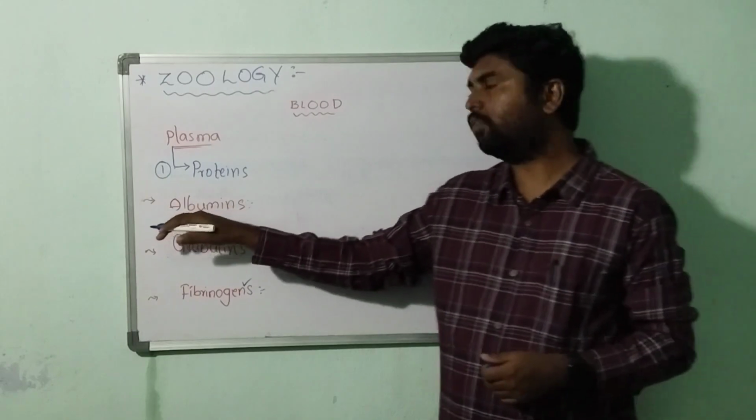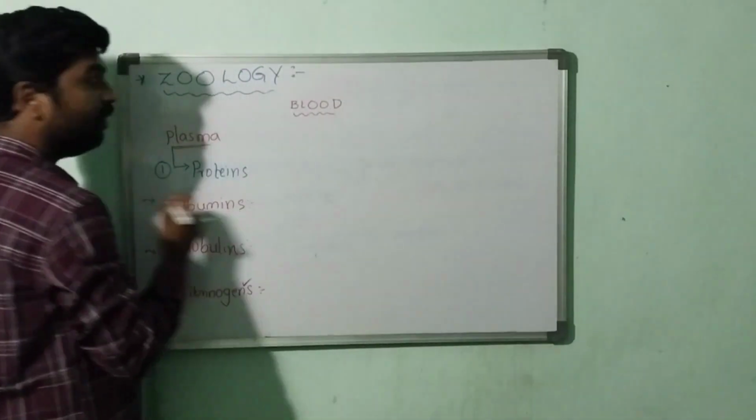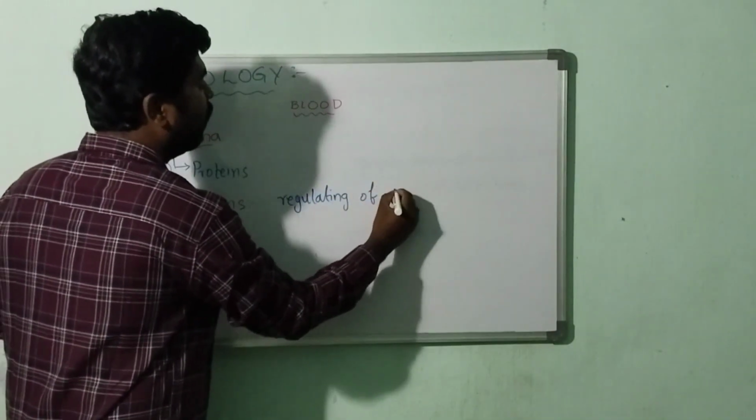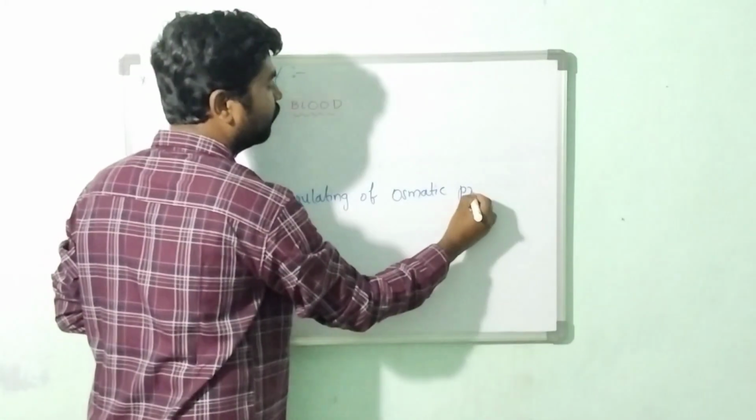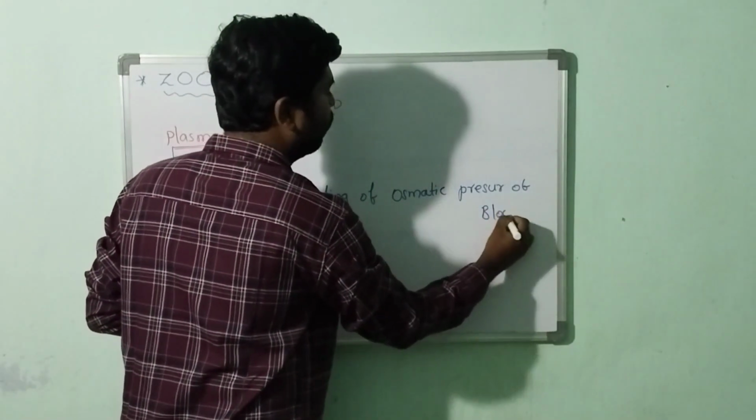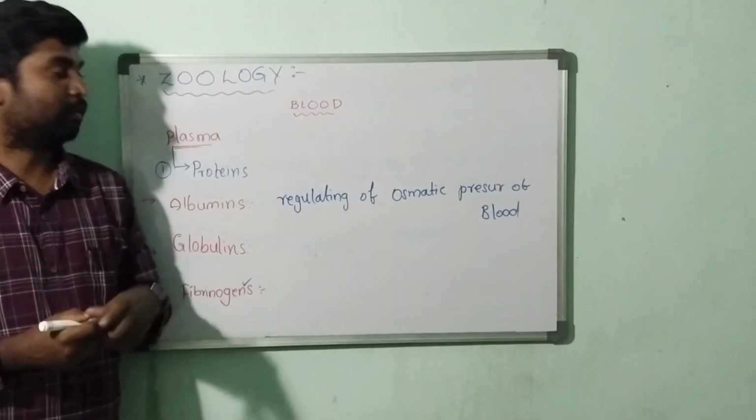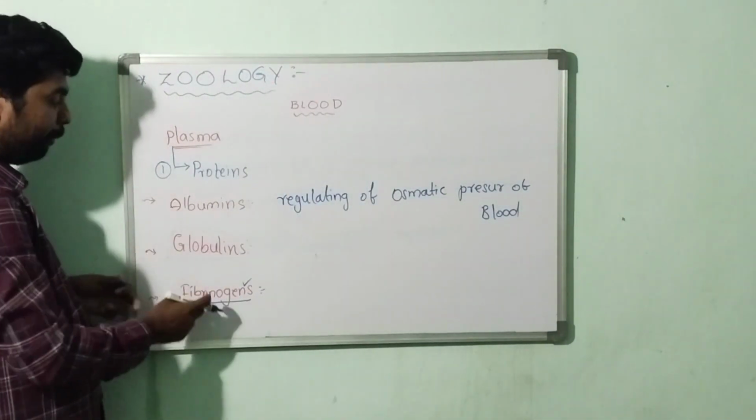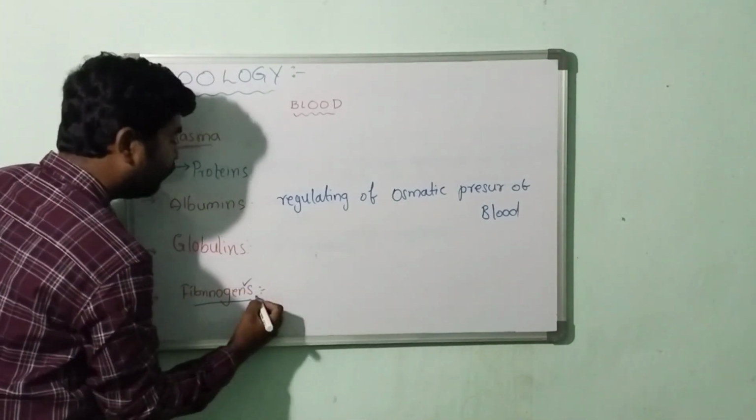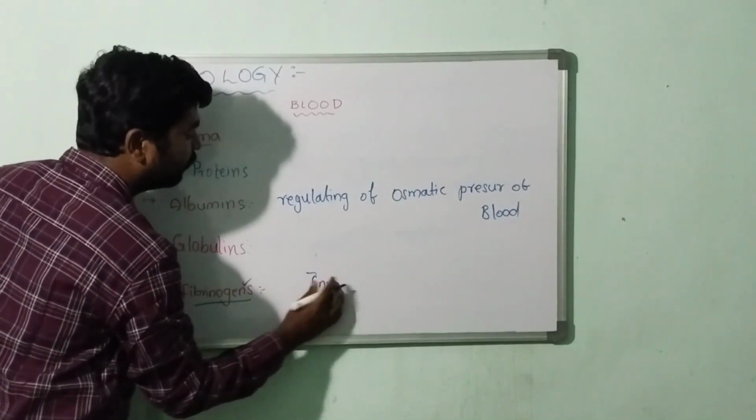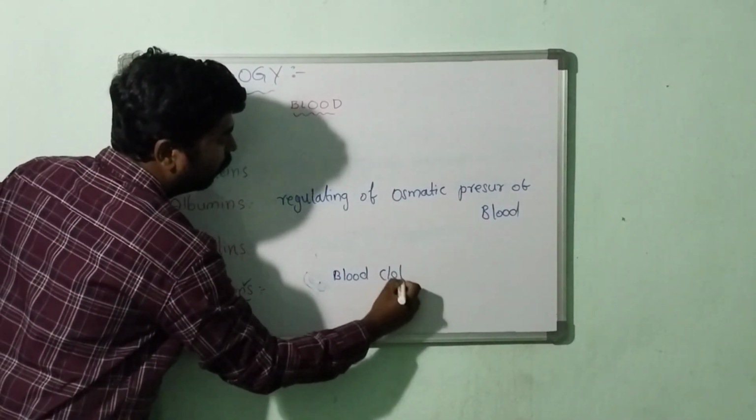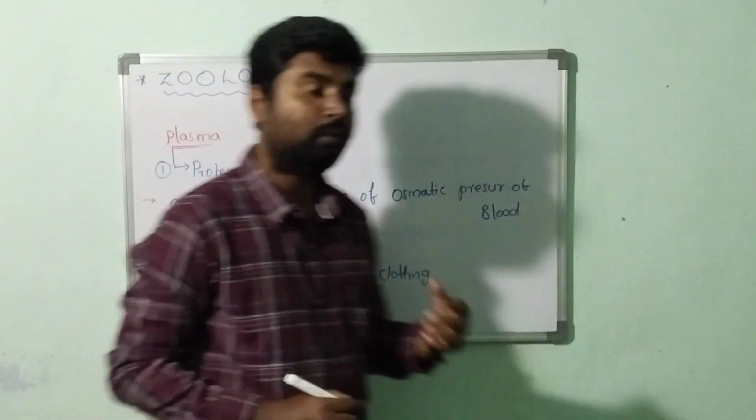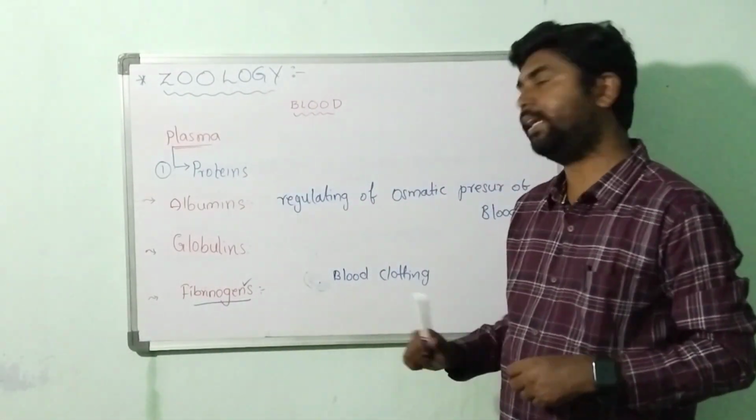Right, now we have to see the function of albumin, which is present in plasma. Albumin is a protein. The main function of albumin is regulating the osmotic pressure of the blood. And coming to fibrinogen, its function everybody knows, you can say it easily. The main function of fibrinogen is involvement in blood clotting. Fibrinogens are involved in clotting of blood. Albumin's function is regulating the osmotic pressure of blood, and fibrinogen's function is blood clotting.